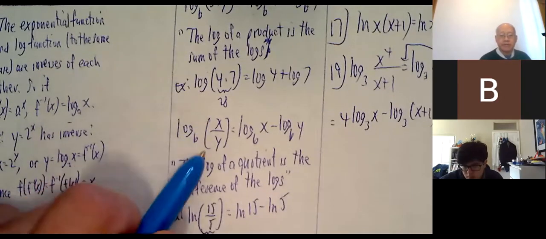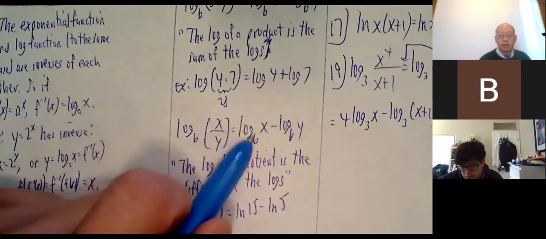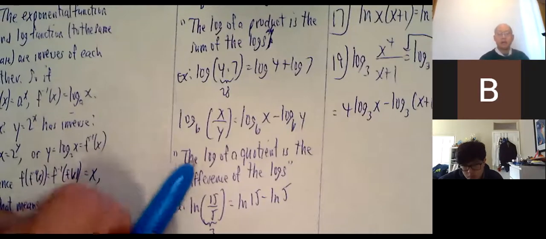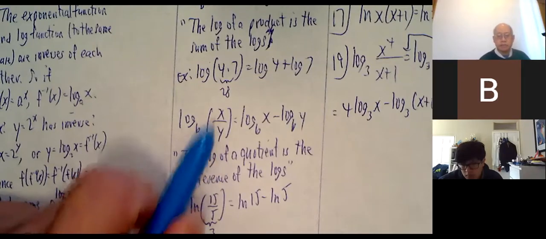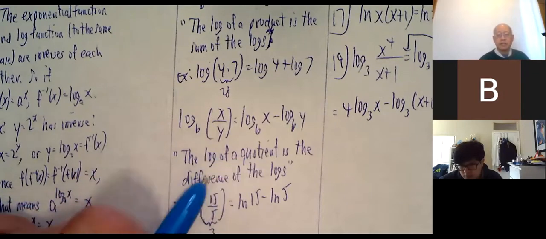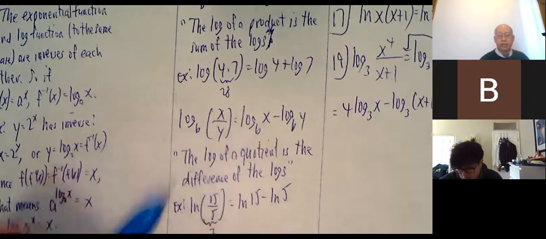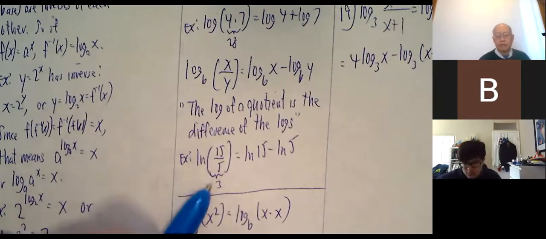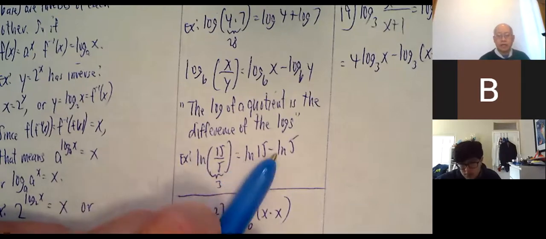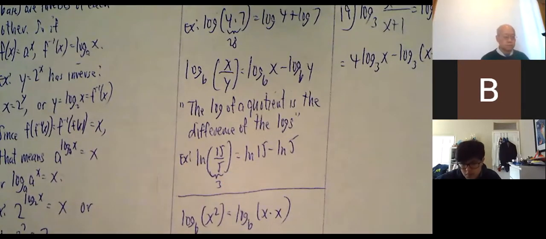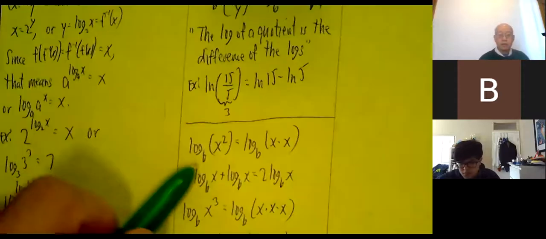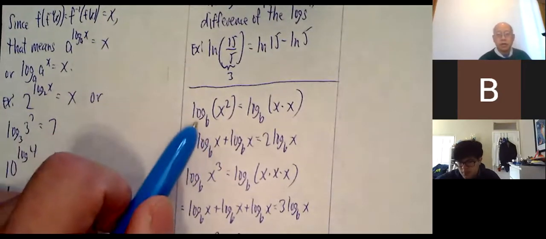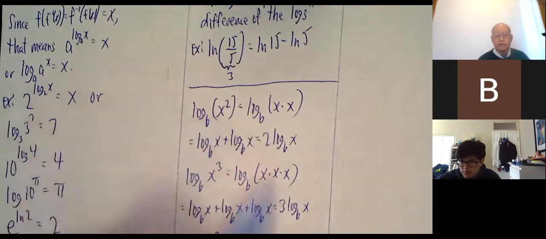Log base b of x divided by y, log base b of x minus log base b of y. Language, the log of a quotient, division problem, log of a quotient is the difference of the logs, I subtract. So ln of 15 divided by 5, or 3, is equal to ln 15 minus ln 5.